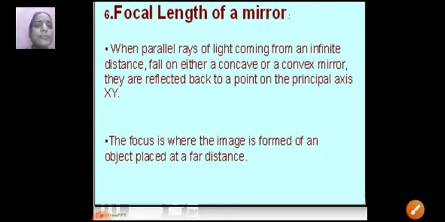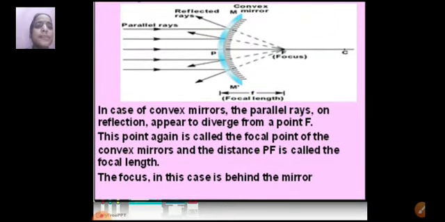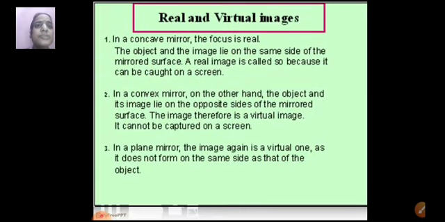Focal length. When parallel rays of light coming from an infinite distance fall on either a concave or convex mirror, they are reflected back to a point on the principal axis XY. The focus is where the image is formed of an object placed at a far distance. Focal length is the distance between the focus and the pole. In convex mirrors, the parallel rays on reflection appear to diverge, whereas in concave mirrors they converge.